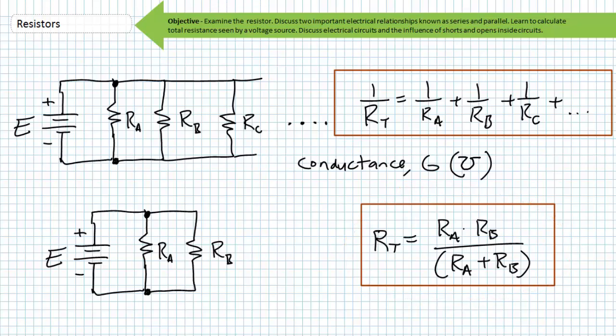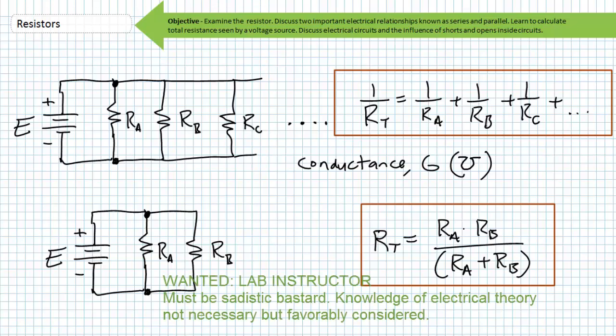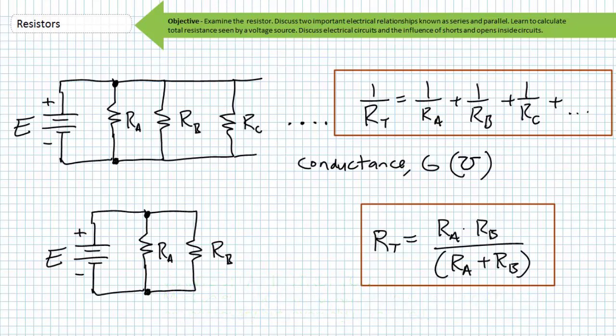Unless your lab instructor is a totally sadistic bastard, when are you ever going to run across more than two resistors in parallel? Now I know some of you just about rolled your eyes out of your head and sighed, Jim, come on. Every lab instructor is a totally sadistic bastard. It's in the job description. Fear not. You can use this formula more than once.